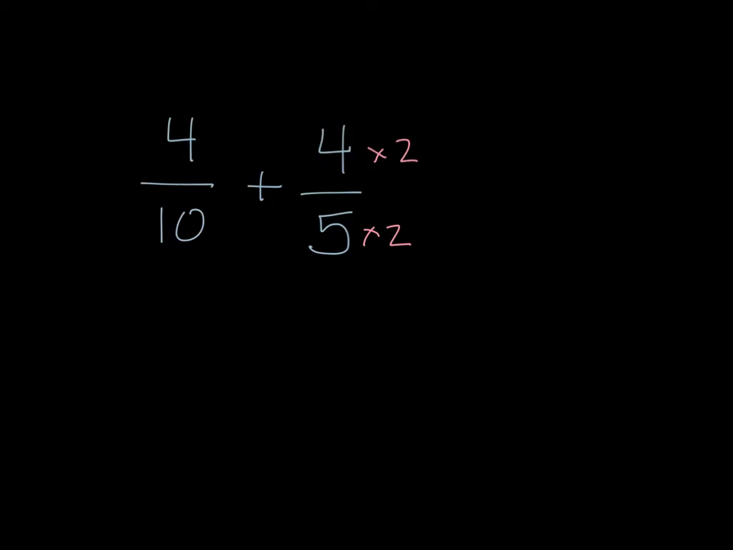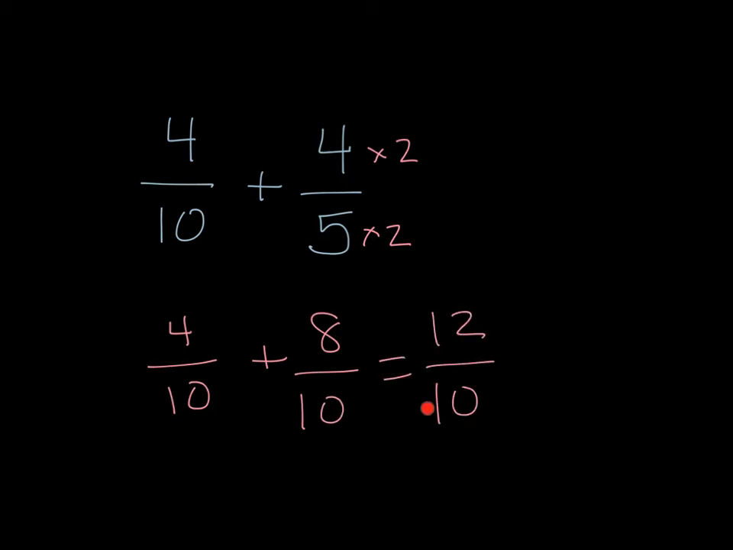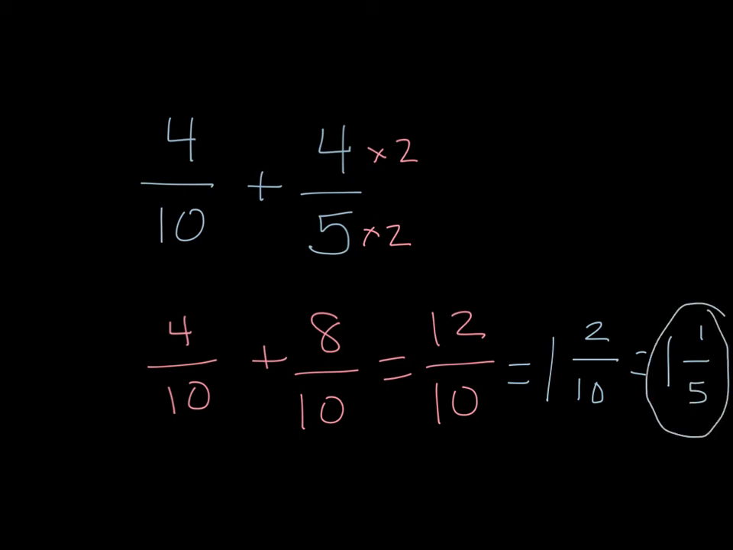So we're going to rewrite the problem below. We have 4/10 plus 8/10, which is 12/10. Remember, my denominator stays the same, and I add my two numerators, which is 12. I ask myself, how many times can I take 10 out of 12? Well, I can do that one time. And there are 2 pieces left over, so 2/10. Now remember, simplify to the lowest terms. So in this case, the lowest terms would be 1 and 1/5.